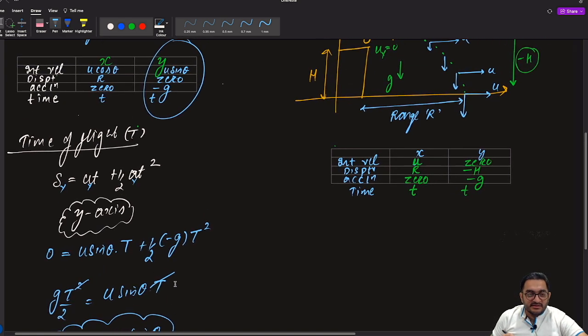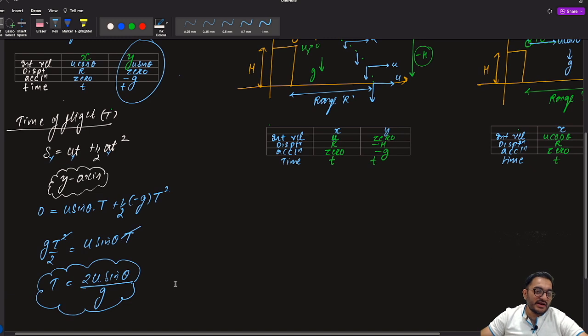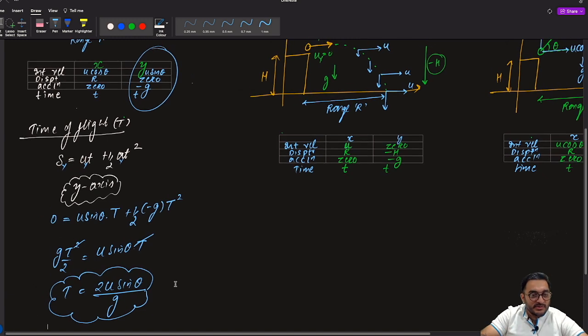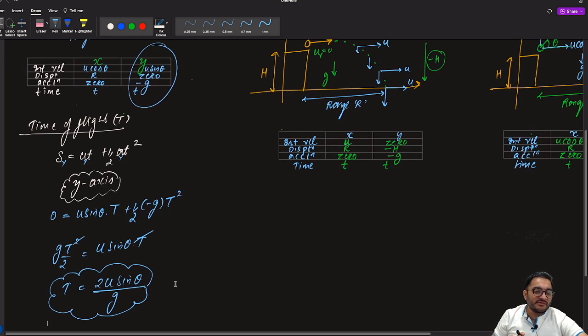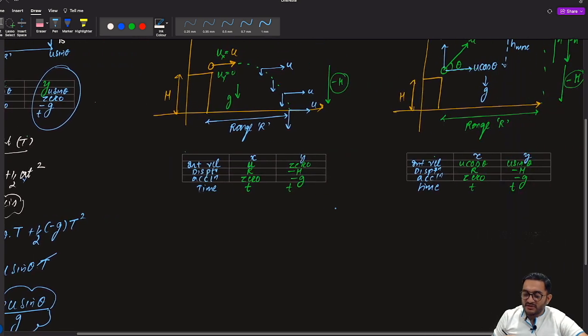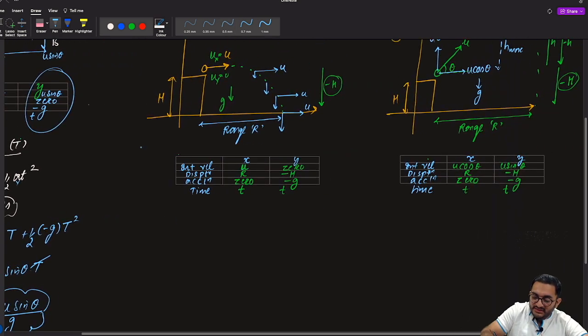This is something you can logically connect when it comes to projectile motion, and with respect to the table, you just have to be careful with the values. That's it. In the second case, suppose we have to calculate the time of flight, meaning in how much time the object will reach the ground.